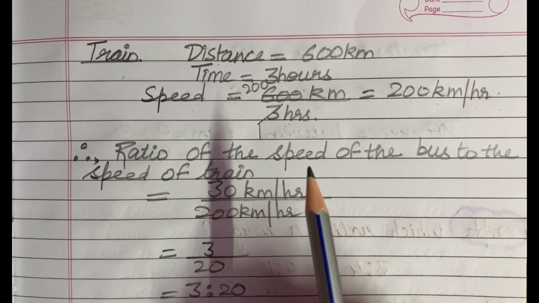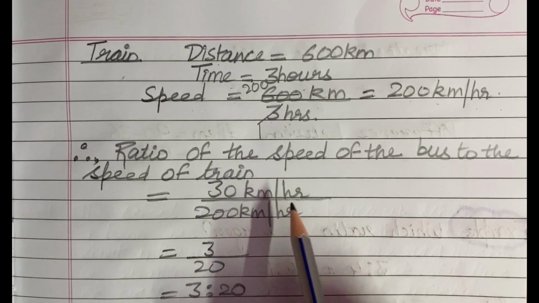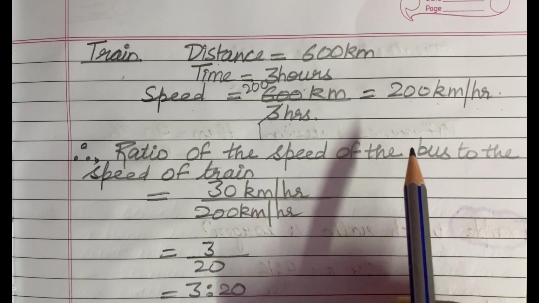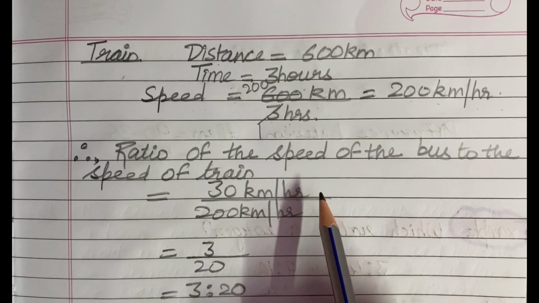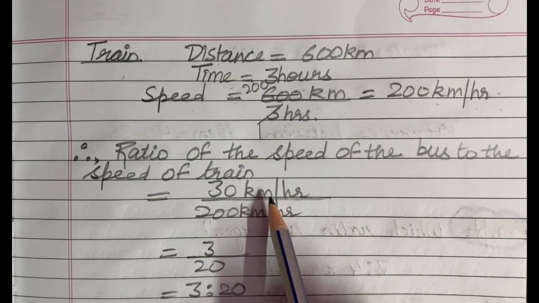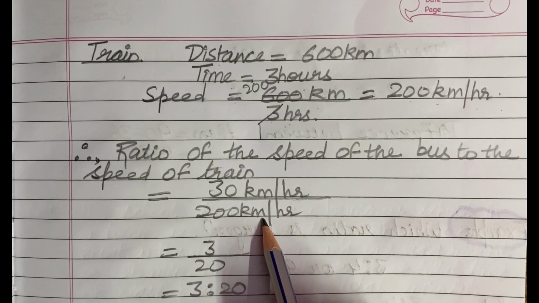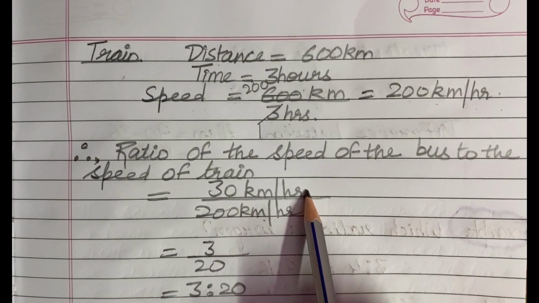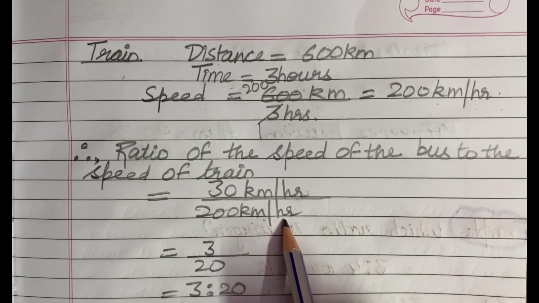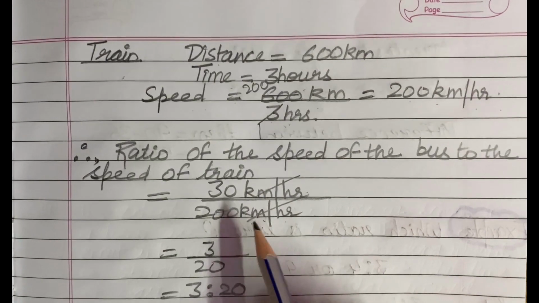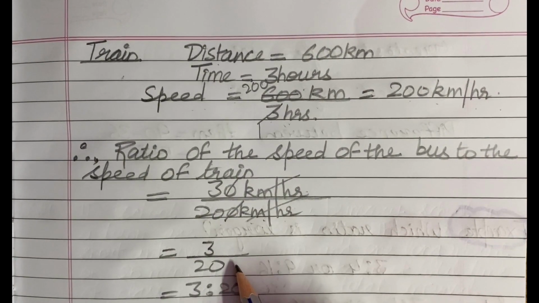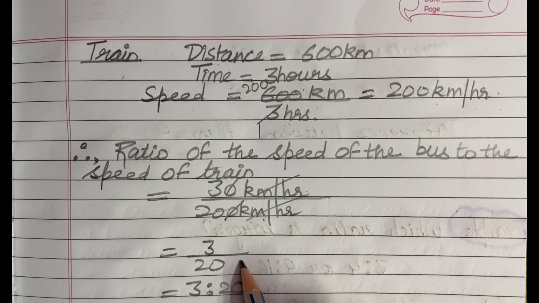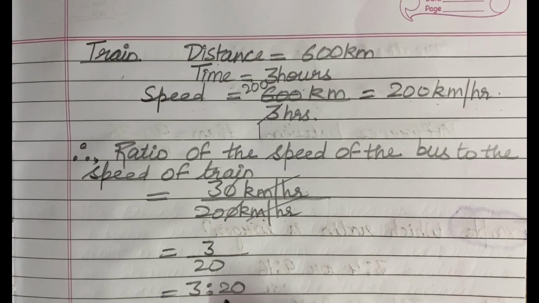Now students, in the question it is written to find the ratio of the speed of the bus to the speed of the train. So that means in a fraction, in the numerator we will take the speed of the bus, and in the denominator we will take the speed of the train. That means 30 km per hour upon 200 km per hour. Kilometer per hour will be cancelled out, and this 0 and this 0 will be cancelled out. We will get 3 by 20, and 3 by 20 is equal to 3 is to 20. Hopefully it is clear to you.